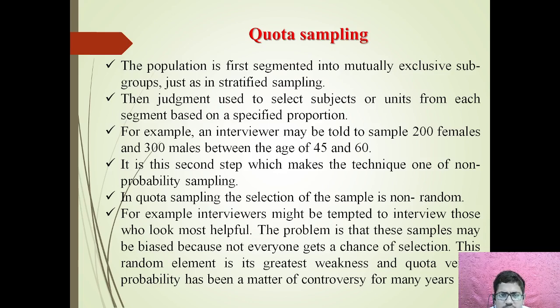Then quota sampling. The population is first segmented into mutually exclusive subgroups, just as in stratified sampling. The judgment is used to select subjects or units from each segment based on a specified proportion. For example, an interviewer may be told to sample 200 females and 300 males between the ages of 45 and 60. This second step makes the technique one of the non-probability sampling methods. In quota sampling, the selection of sample is non-random. For example, interviewers might be tempted to interview those who look most helpful. The problem is that these samples may be biased because not everyone gets a chance of selection. This non-randomness is its great weakness, and quota versus probability has been a matter of controversy for many years.